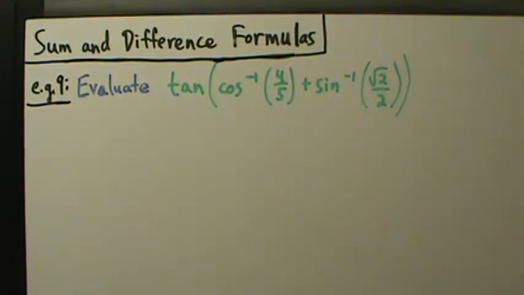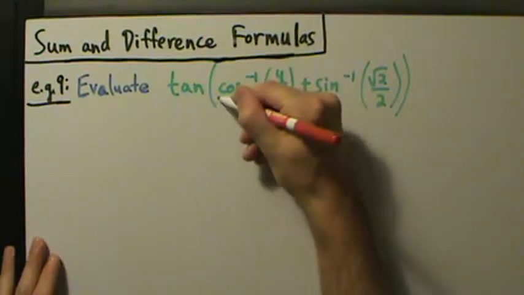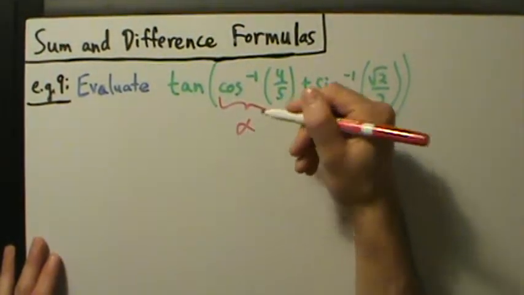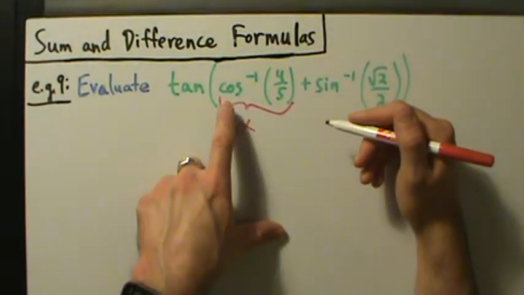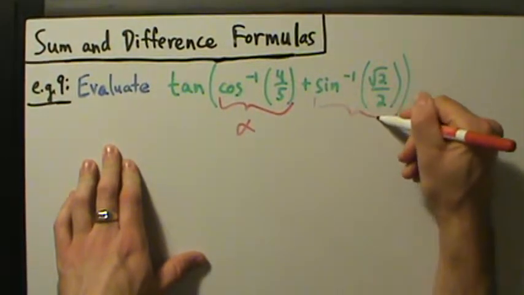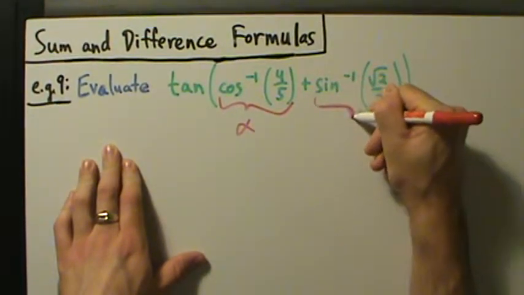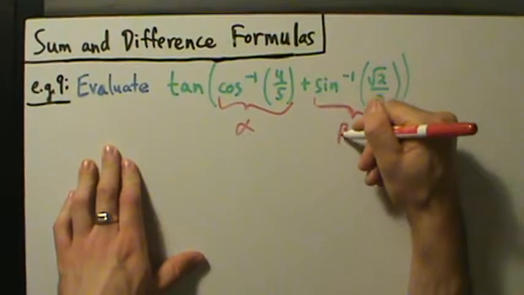So this guy here is going to be our alpha. Okay. Alpha is the inverse cosine of 4 over 5, and then this guy right here is our beta. Beta. So let's see if we can simplify anything first.